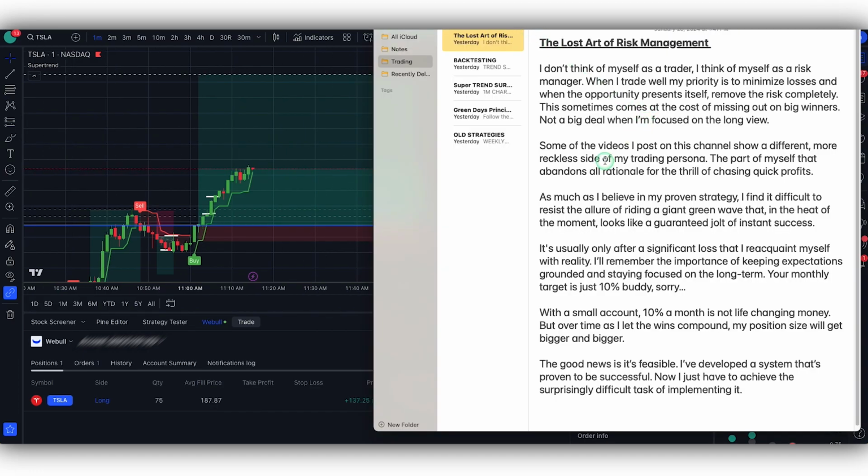It's how I feel about risk management. I don't think of myself as a trader. I think of myself as a risk manager. When I trade well, my priority is to minimize losses, and when the opportunity presents itself, remove the risk completely. This sometimes comes at the cost of missing out on big winners. Not a big deal when I'm focused on the long view.